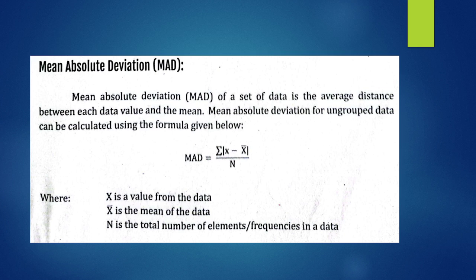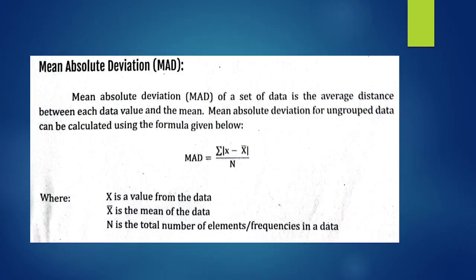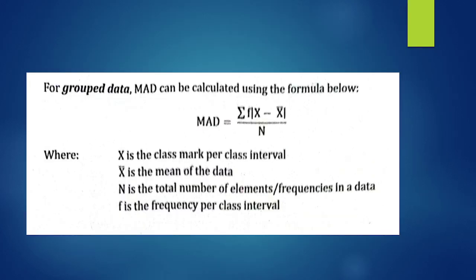Okay, next. For grouped data, the previous one was ungrouped data. For this one is grouped data. So MAD can be calculated using the formula below. MAD is equal to the summation of f, the f there is the frequency, summation of f multiplied to the absolute value of X minus the mean all over N, where X is the class mark per class interval.